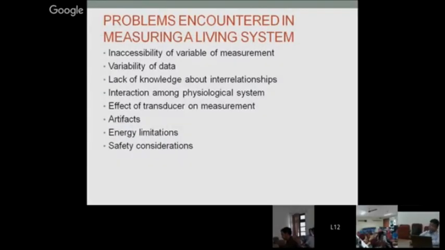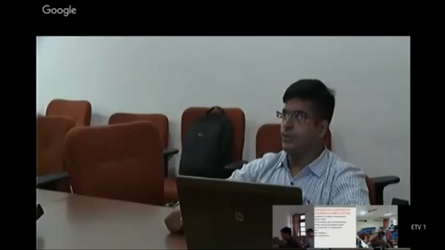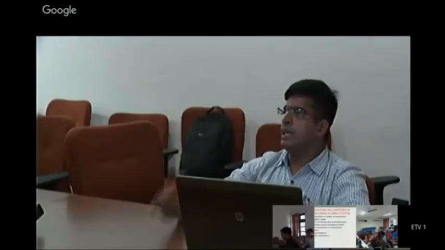Okay, artifacts is nothing but the effect of some other physiological system on the system being measured. Like you are measuring EMG or EEG, and you blink your eyes, so that artifact will be reflected in your EEG.